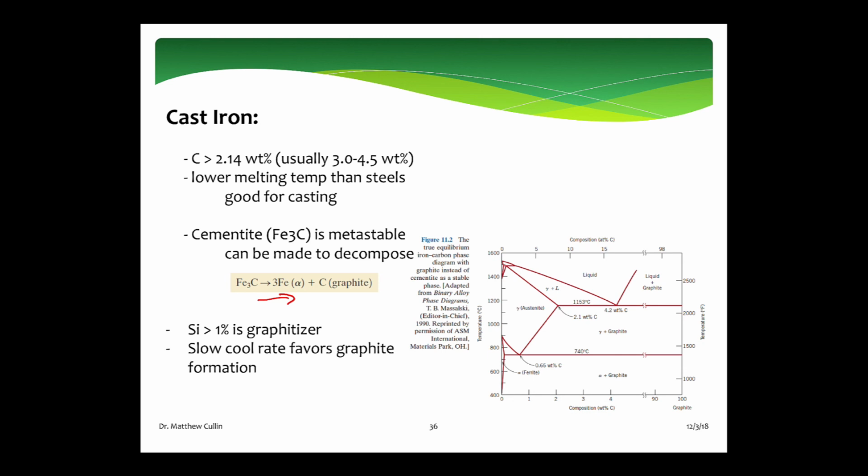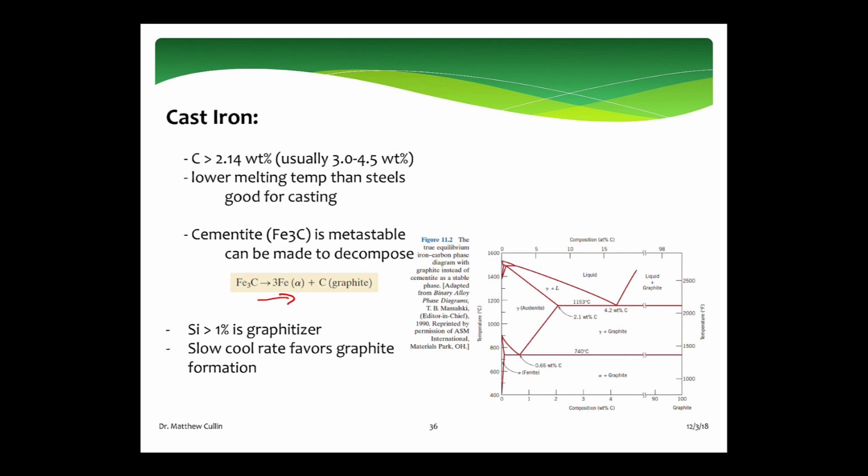One of the things that we often add is silicon. Silicon is a graphitizer. It tends to encourage the formation of graphite. It tends to encourage the decomposition of iron carbide into iron and graphite.